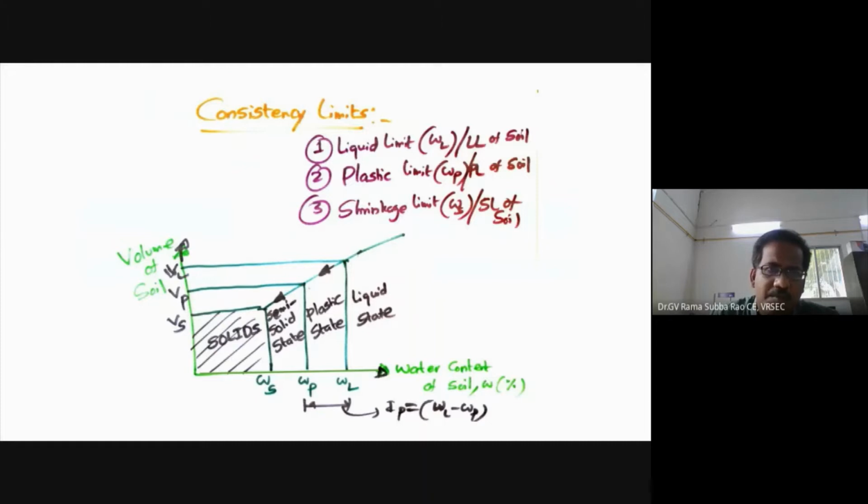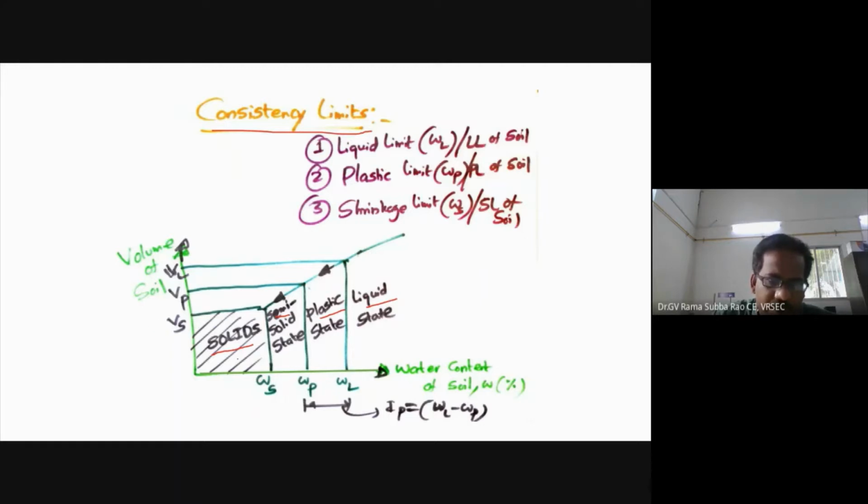What do we mean by consistency limits? Consistency means, once water is added to soil, how its consistency changes. Here you see the change from solid to semi-solid, semi-solid to plastic, plastic to liquid state. With the addition of water, the water is trying to change the consistency of the soil. So consistency means changing from one form to another form.